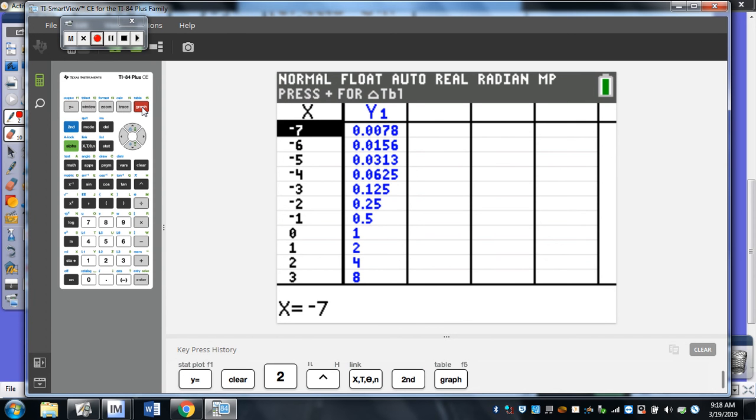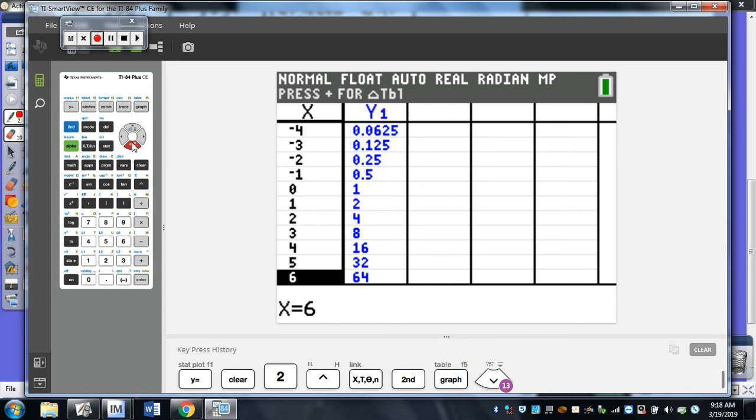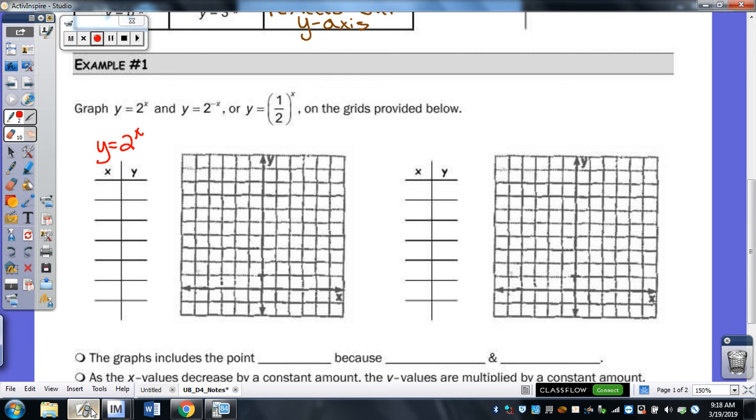So in looking at your table, you're going to want a couple of decimals and then the rest whole numbers. So I'm going to start here at negative 2.25.